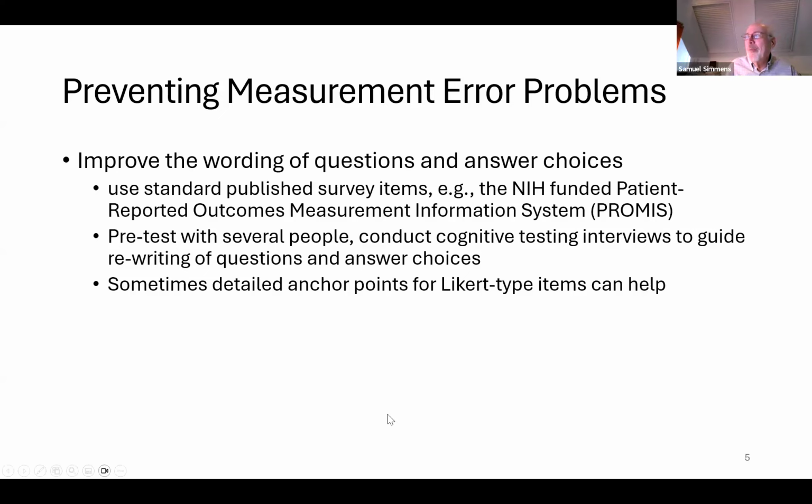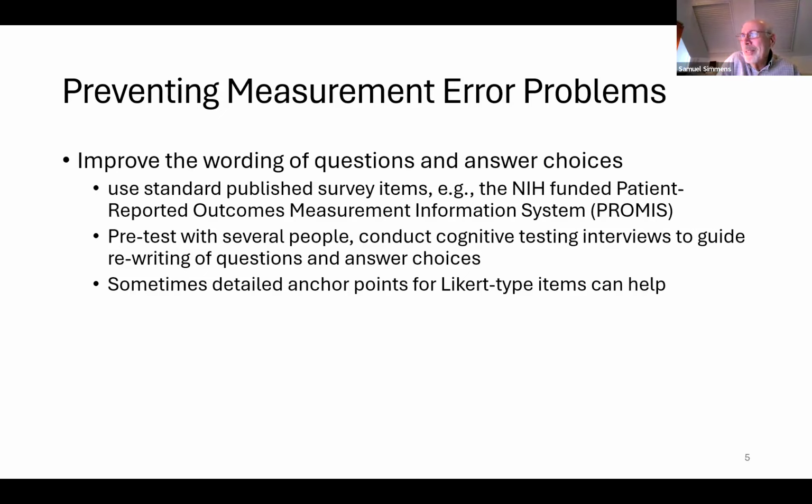Okay, so preventing measurement error problems. These are all basic things, and I apologize. I know some of you are very familiar with everything here, but the review hopefully will be useful.